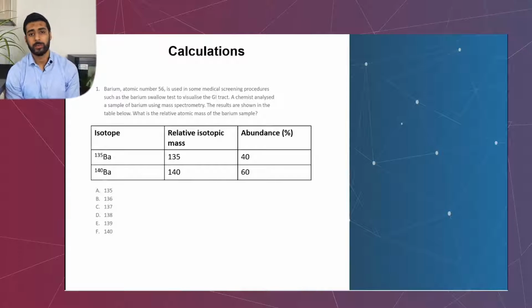So barium, atomic number 56, is used in some medical screening procedures, such as the barium swallow for visualizing the GI tract. A chemist analyzed a sample of barium using mass spec. The results are shown in the table below. What is the relative atomic mass of the barium sample? So looking at the table, we know that we have a certain proportion of 135 and a certain proportion of 140. And so what we need to do is work out what the overall mass is.